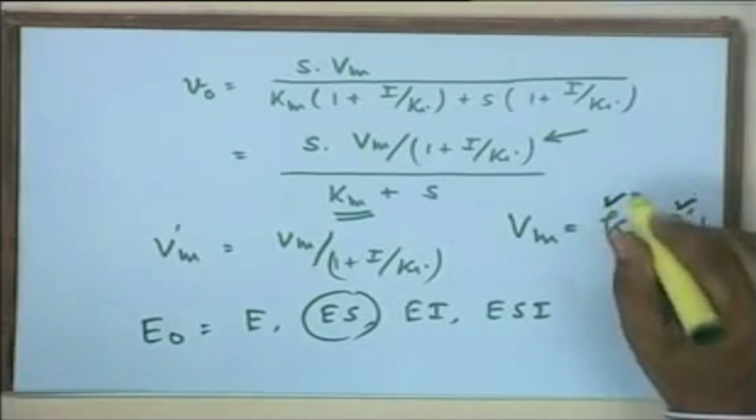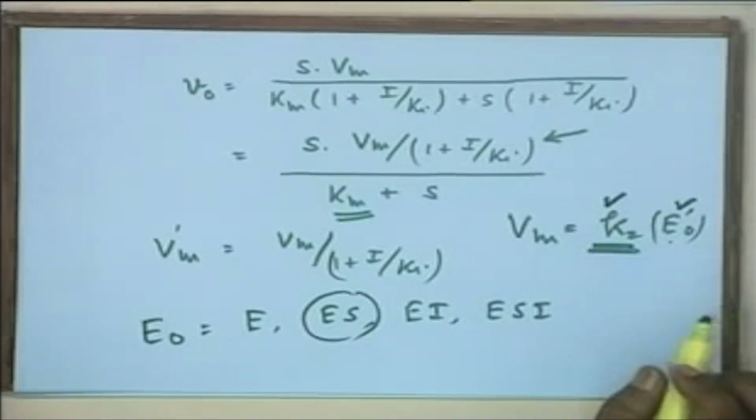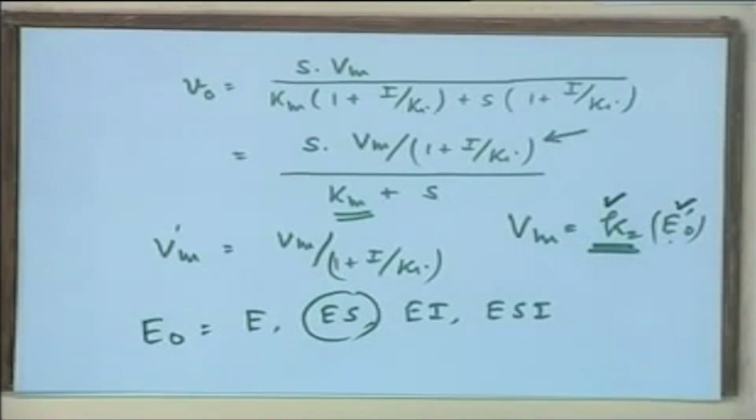Turnover number is unaffected here in the sense that, yes, in the case of non-competitive inhibition, the turnover number will be unaffected as far as the kinetic parameter is concerned, but it can influence the catalytic capacity of the enzyme molecule in total.